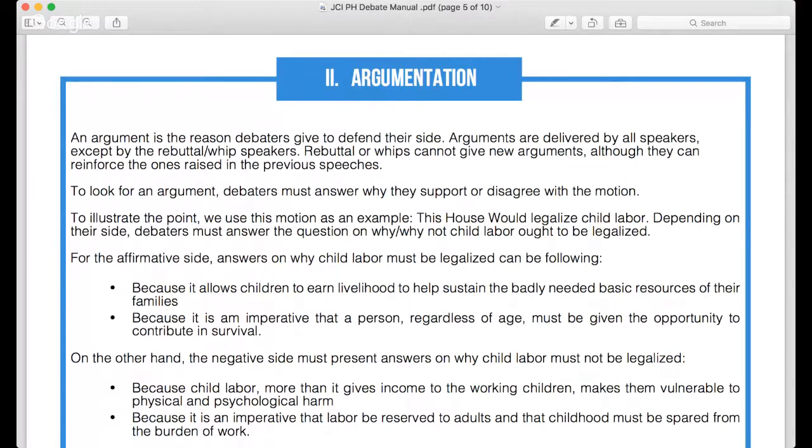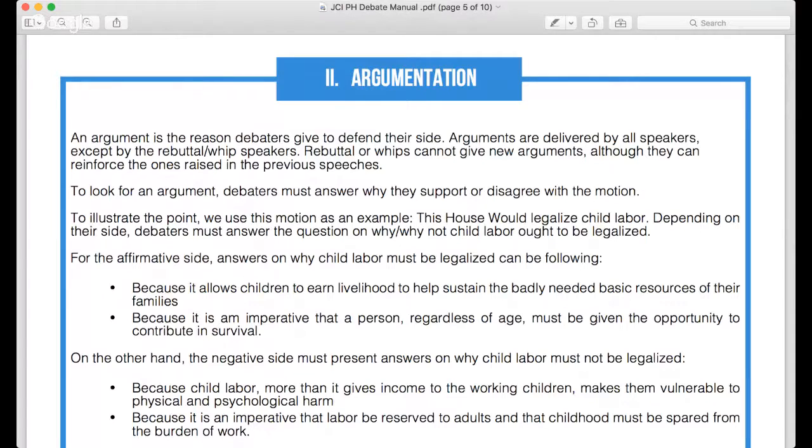That only makes sense because the only reason why you would allow kids to work is precisely because there's a need for them to work and there's a need for them to feed their families. So that's the first argument, that there's a need and that children will be able to fulfill this because they can earn livelihood to help sustain their families. The second one would be because it is an imperative that a person, regardless of age, must be given the opportunity to contribute in survival.